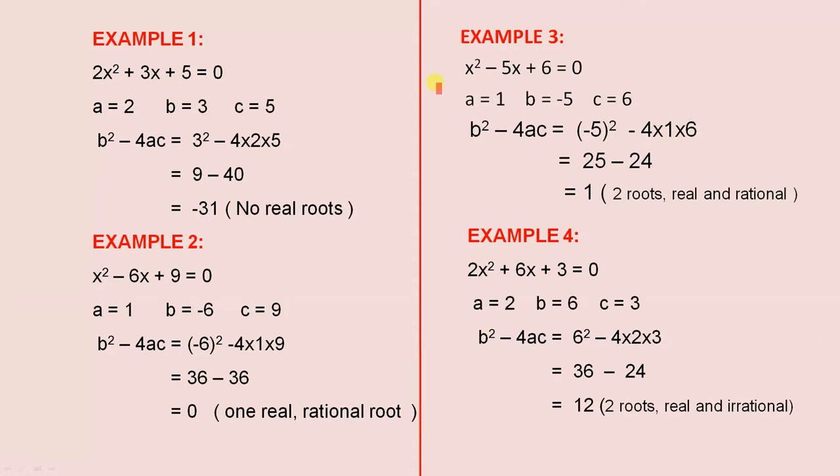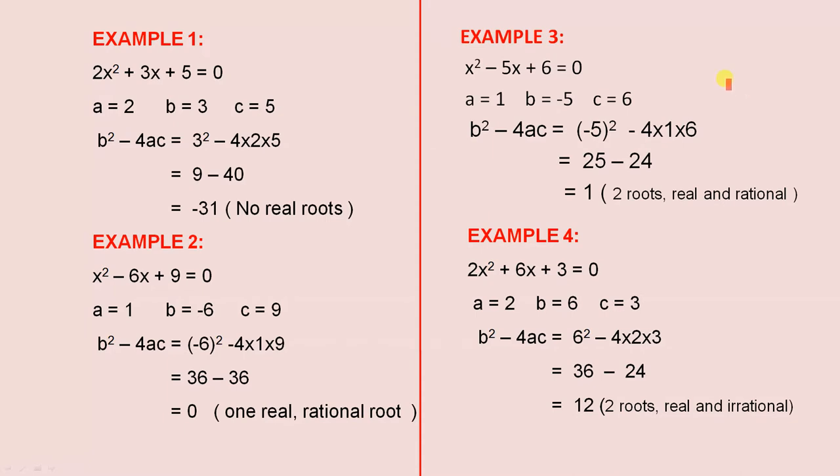Example 1. If you have this quadratic equation, they're the values of a, b and c. Substitute the values in the discriminant, which will give you 9 minus 40, which is minus 31. So there are no real roots, because that's a negative number, and you can't find the square root of a negative number. In example 2, if you substitute the values into the discriminant, you get 0 for the discriminant. So the square root of 0 is 0, so there's one real rational root.